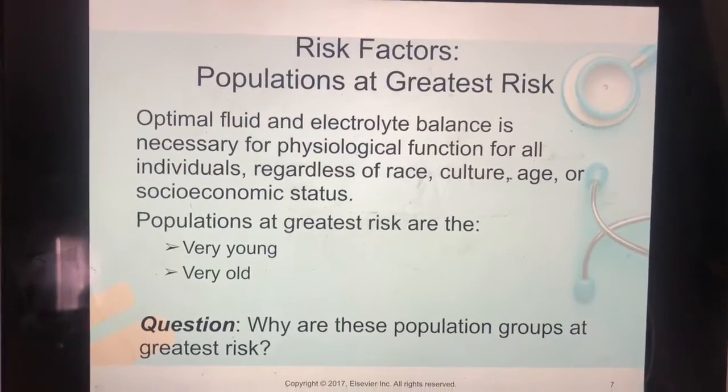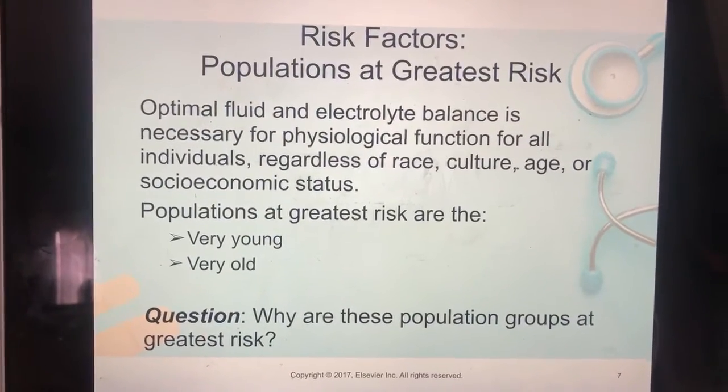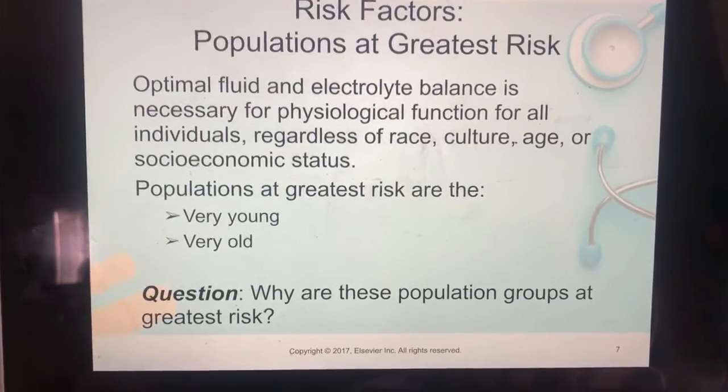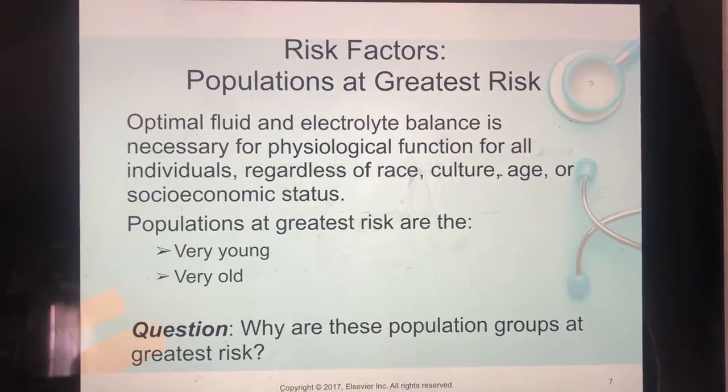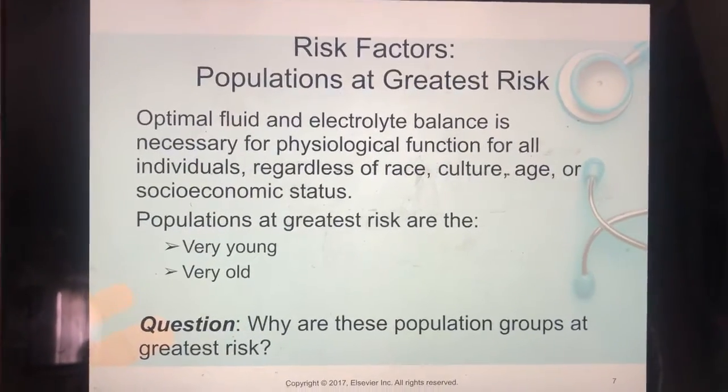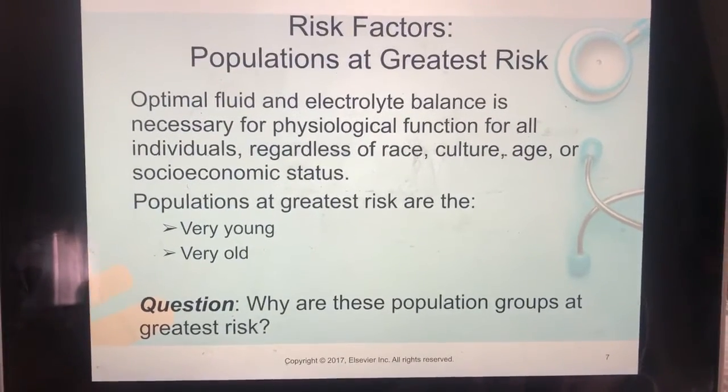So populations at greatest risk are, of course, the very young and the very old. And why are they at risk? Because the elderly especially have less total water volume, so they are at higher risk for dehydration.